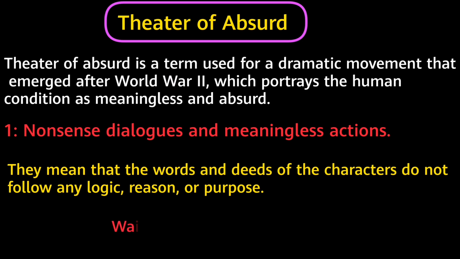For example, in Waiting for Godot, the characters engage in nonsensical conversations, such as arguing about hats, reciting incomprehensible passwords, or forgetting their names. They also perform meaningless actions, such as waiting for someone who never arrives, trying to hang themselves, or switching places. These dialogue and actions create a sense of confusion, frustration, and despair in the audience, as well as a sense of humor and irony.